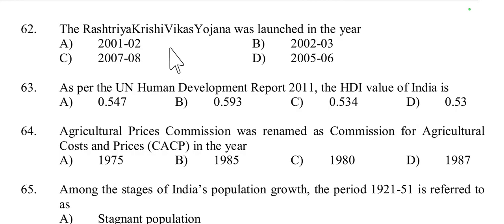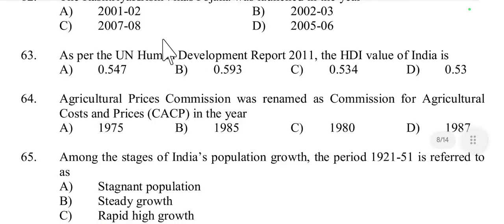Then question number 62. The Rashtriya Krishi Vikas Yojana was launched in the year 2001-2, 2002-3, 2007-8 or 2005-6? It was 2007-8. Rashtriya Krishi Vikas Yojana was launched in 2007-8 to provide states with incentives to increase public investment in agriculture and allied sectors.